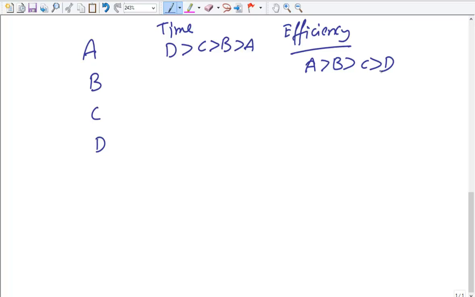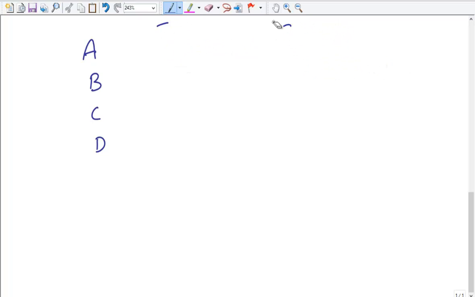And we have no idea about the individual efficiencies in terms of units. So once we reach this point, we can use this to solve this question quite easily. Now, if I say the efficiency of A is small a, B is small b, C is small c, D is small d, then we know that it's definitely A greater than B greater than C greater than D.